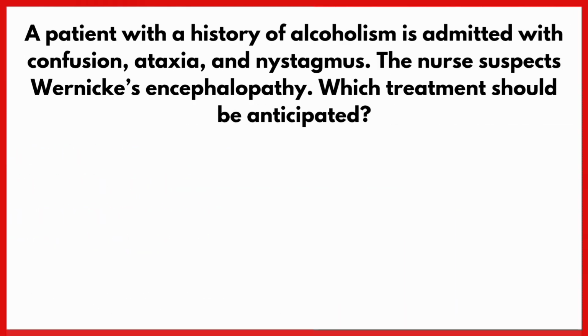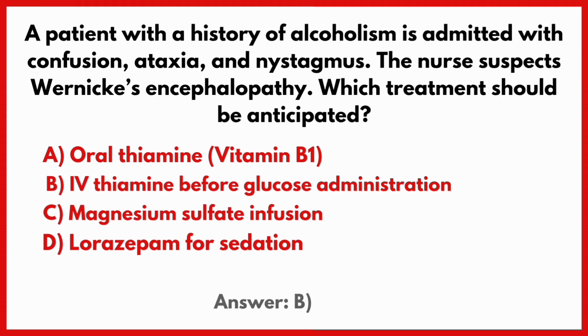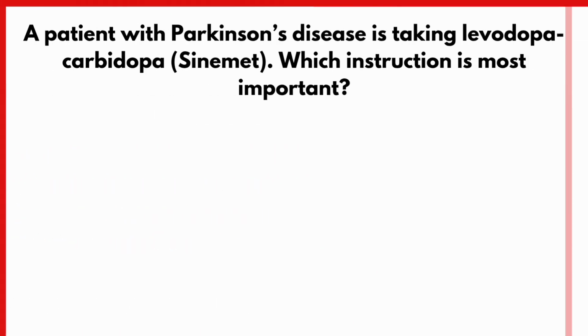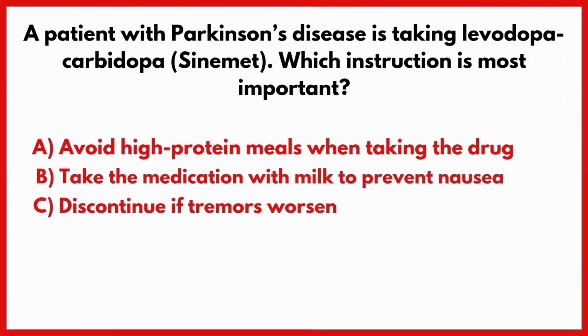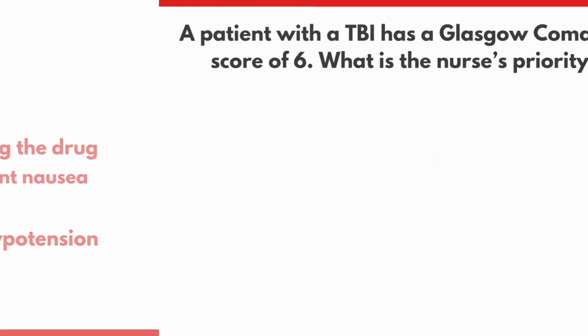A patient with a history of alcoholism is admitted with confusion, ataxia and nystagmus. The nurse suspects Wernicke encephalopathy. Which treatment should be anticipated? Correct answer is option B. A patient with Parkinson's disease is taking levodopa carbidopa. Which instruction is most important? Correct answer is option A. Avoid high protein meals when taking the drug.